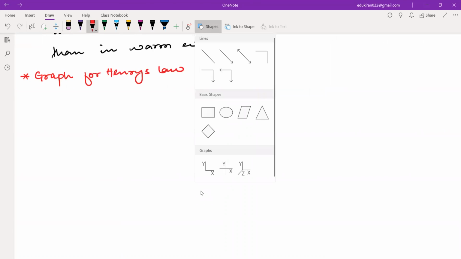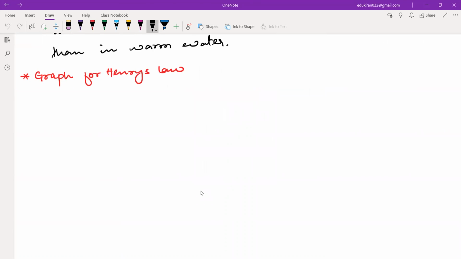ग्राफ फॉर हेनरीज लॉ. ठीक है. सबसे पहले जिस चीज का भी आपको ग्राफ बनाना रहता है, you'll write pressure, it is equal to kh into chi b, है ना. उसके बाद चलिए ये बताइए, what will be in the x axis and what will be in the y axis? Tell me. x में क्या होगा, y में क्या होगा? प्रेशर को कहाँ रखें? Pressure will be in the y axis.